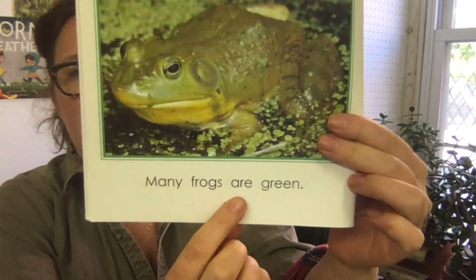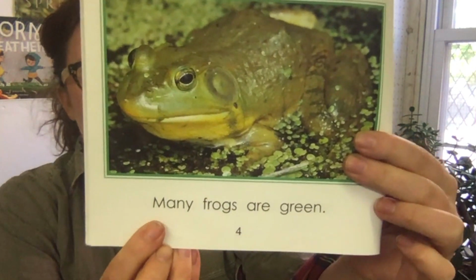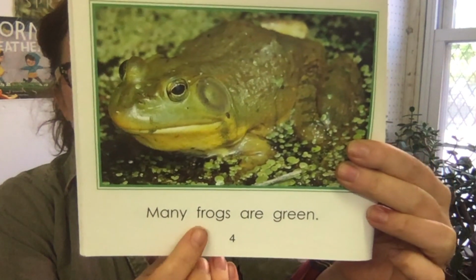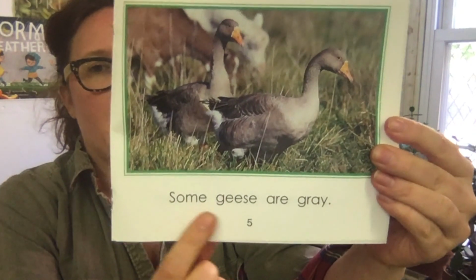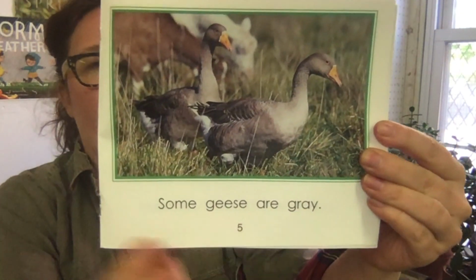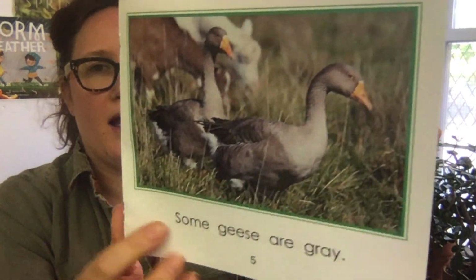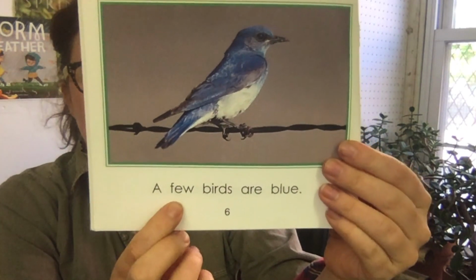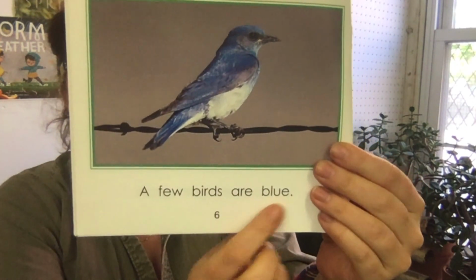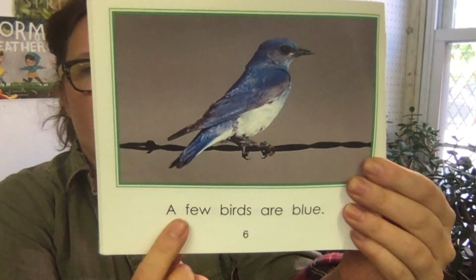Many frogs are green. Not all, not even most, because I've seen lots of colored frogs, but many frogs are green. Some geese are gray. Not all, not even most, just some geese are gray. A few birds are blue. That lets me know that most birds are not blue. Just a few birds are blue.